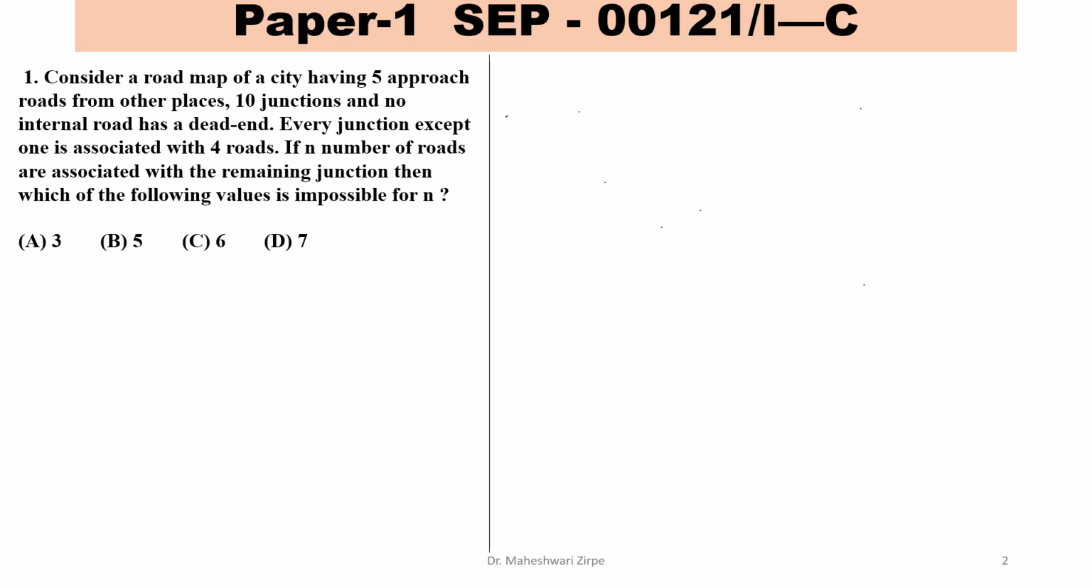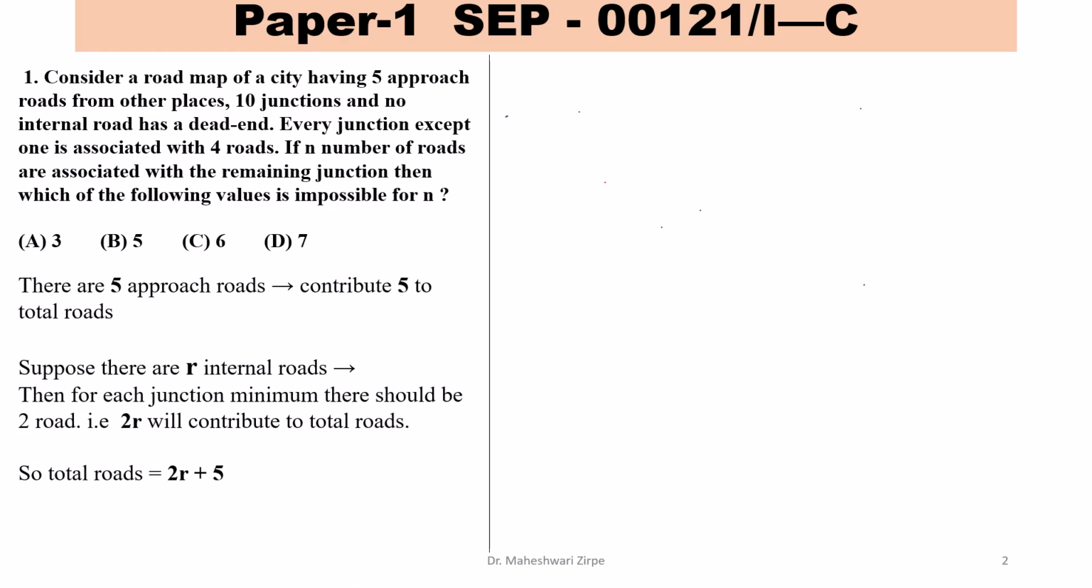Every junction except one is associated with 4 roads. So there are 10 junctions and they are saying every junction is associated with 4 roads only, except one. So out of 10, if we remove one, then it is 9 junctions. If n number of roads are associated with the remaining junction, then which of the following values is impossible for n? So they are asking us which is the impossible value. Okay, so let's begin.